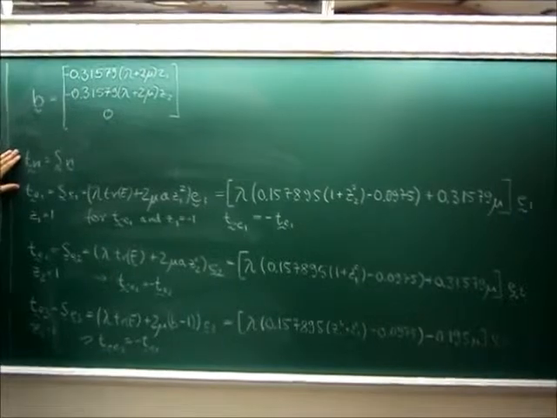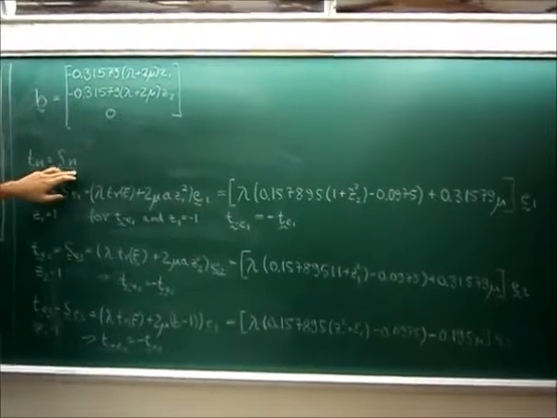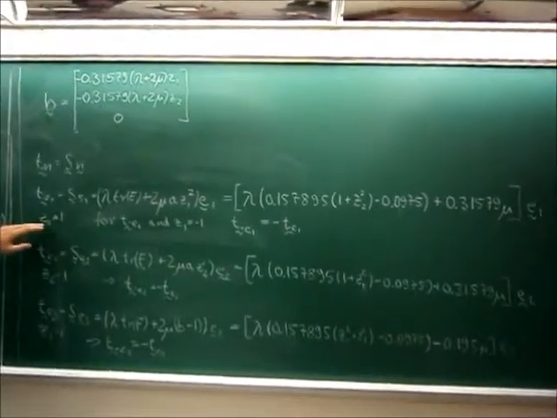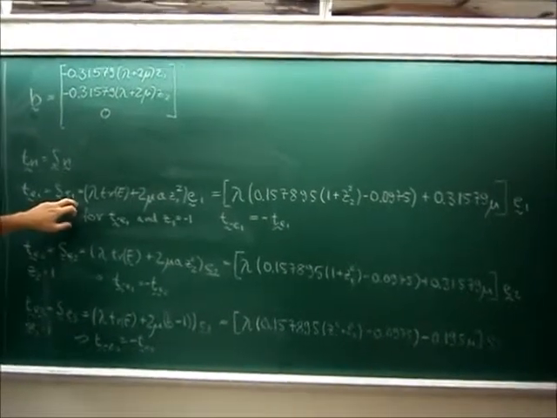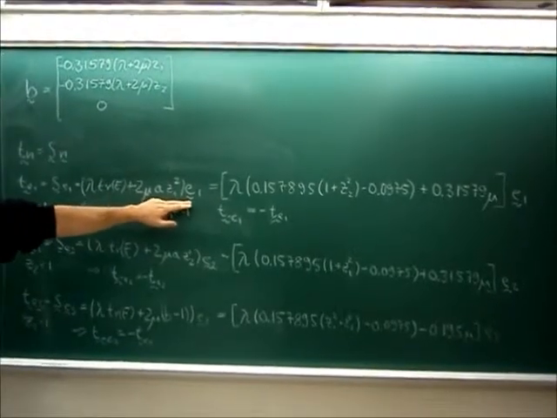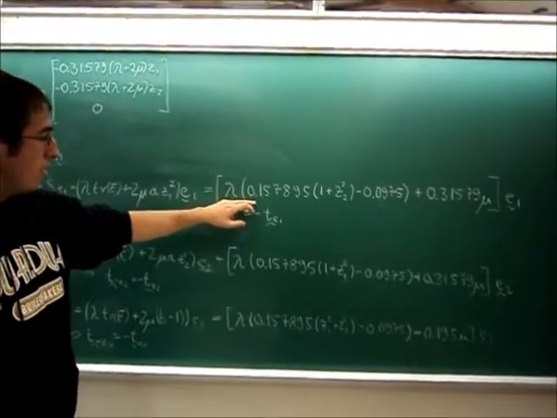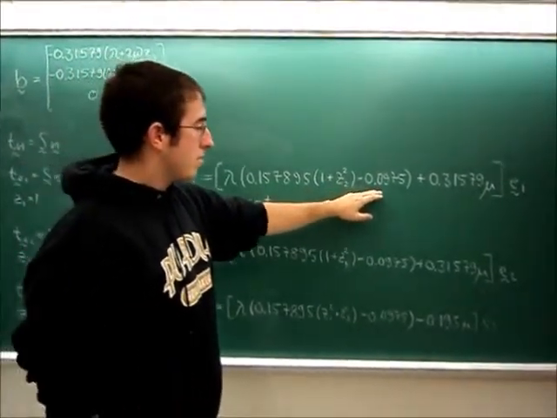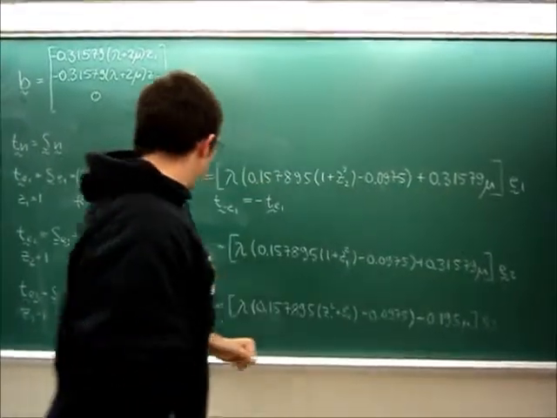We're also asked to find the surface traction. So we know that T sub n equals S acting on n, where n is the unit normal vector. On the face with the unit normal E1, we have Z1 equals 1. So S acting on E1 will give us lambda times the trace of E plus 2 mu A Z1 squared E1. Plugging in A and B and Z1, we get lambda times the quantity 0.157895 times 1 plus Z2 squared minus 0.0975 plus 0.31579 mu in the E1 direction.